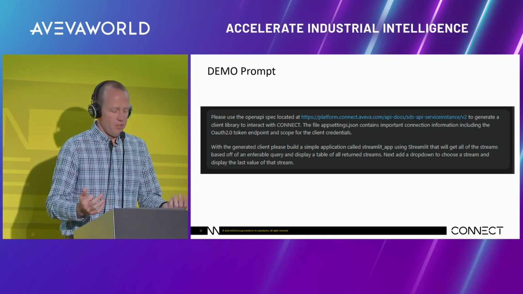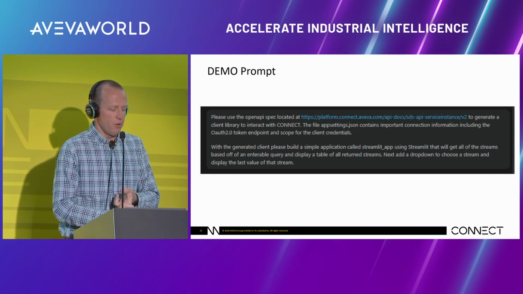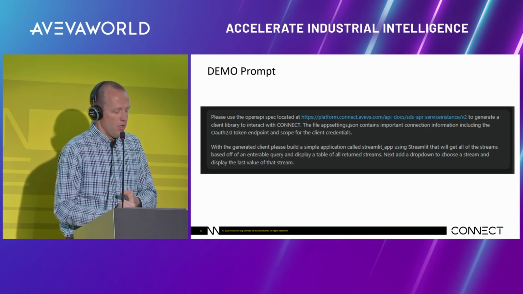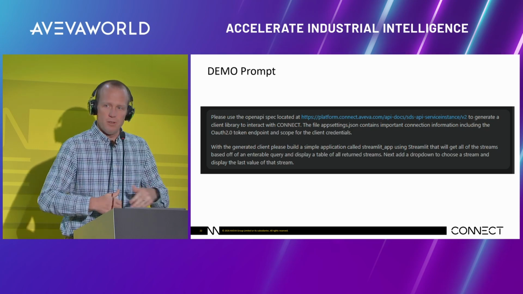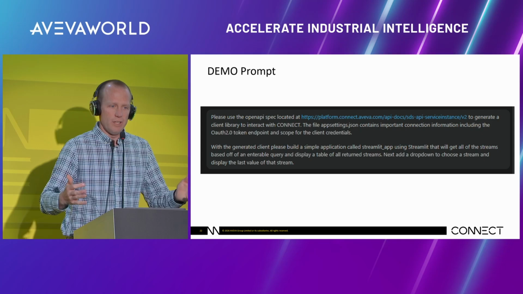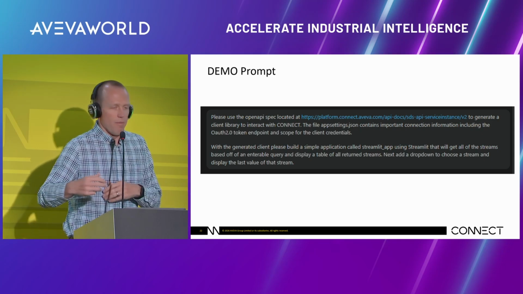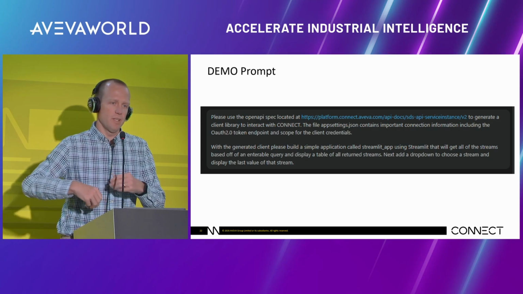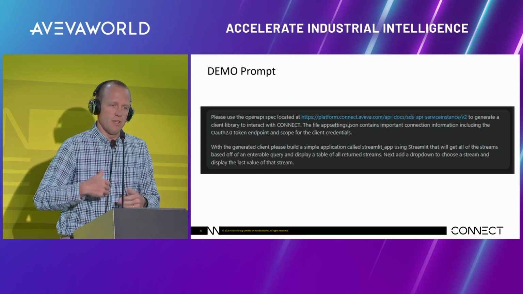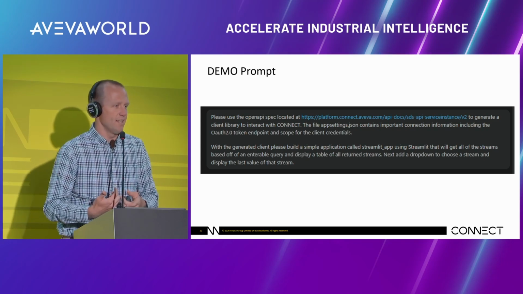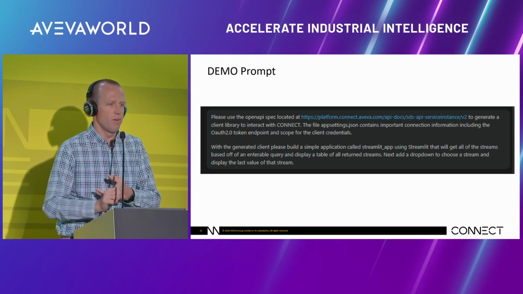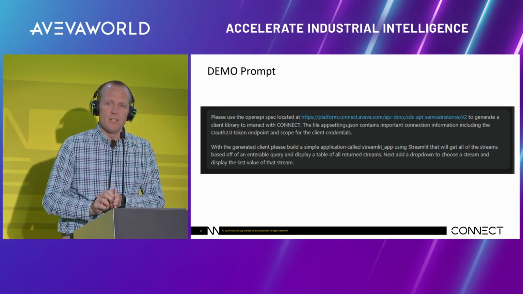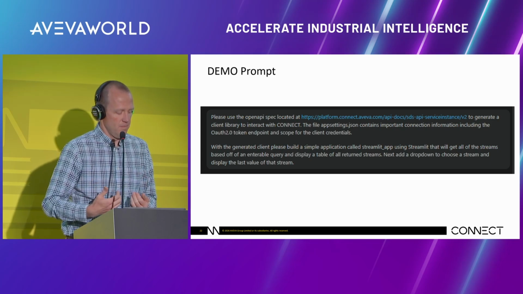Step one, I'm going to tell Copilot inside of Visual Studio Code, please use the OpenAPI spec located at this URL, and I give it just the link to this JSON file. I'm asking it to generate a client library to interact with Connect. I've also got a local file, an appsettings.json file. It's got things like a client ID and secret, my URL, and other parameters that it's going to need to connect to Connect.